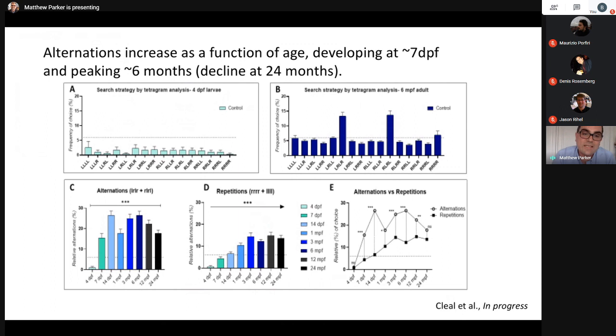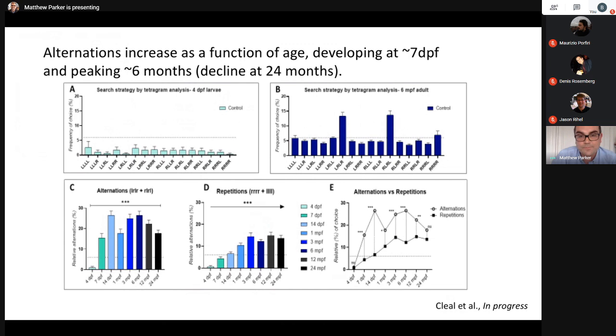So it seems that zebrafish, similar to other mammals, not only show adaptations within their memory through development, but also start to show the signs of cognitive decline in older age. Obviously 24 months old for a zebrafish is fairly old by most stretches of the imagination. We are growing them up to be even older than that, and we'll be interested to see whether that decline continues into extreme old age.